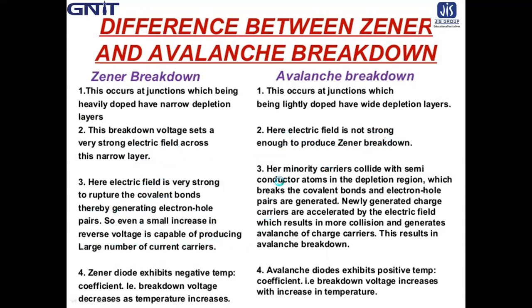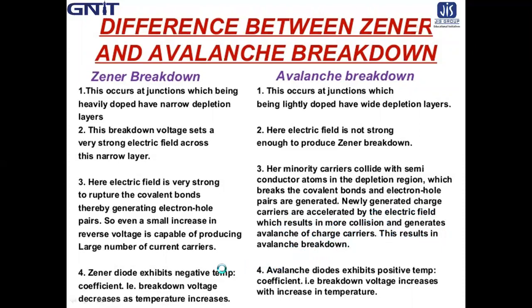But in avalanche breakdown, minority carriers collide with semiconductor atoms in the depletion region, which breaks the covalent bonds and electron-hole pairs are generated. Newly generated charge carriers are accelerated by the electric field, which results in more collisions and generates an avalanche of charge carriers. This results in avalanche breakdown.